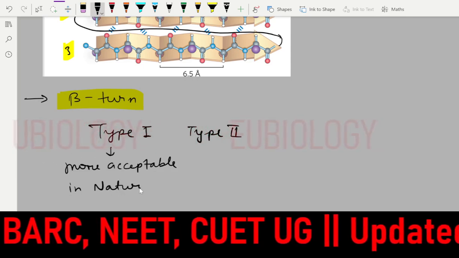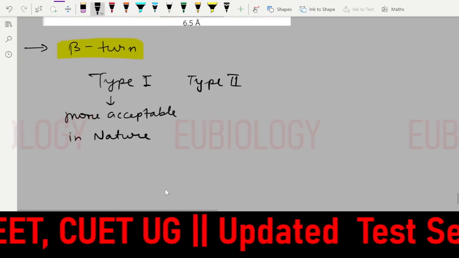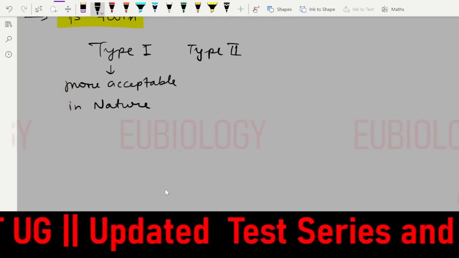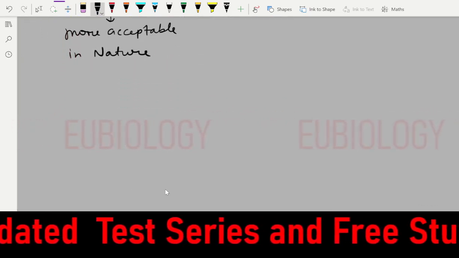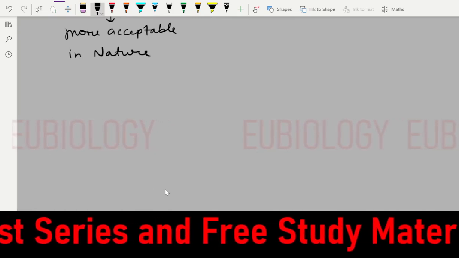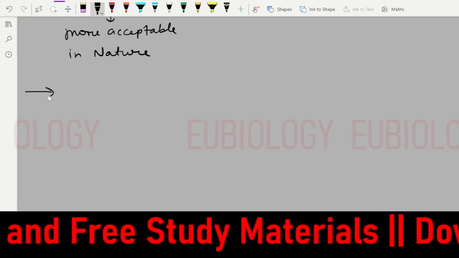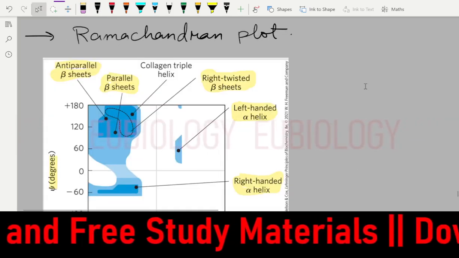So this is all about the configuration and the type beta configuration, beta turn, and the alpha helix. Now we are moving to the most important topic, which is the Ramachandran plot. So this is the Ramachandran plot.